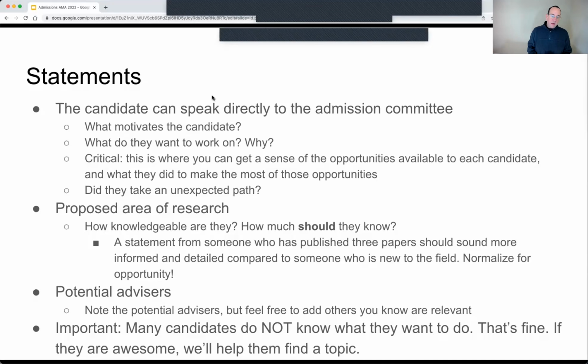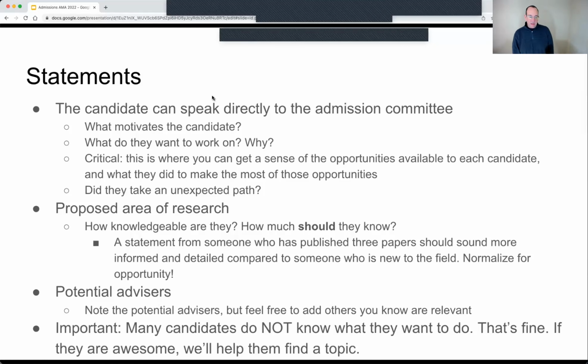We want to know what your proposed area of research is, and here we want to know how knowledgeable you are and how much you should know. So if you have published 3 papers in machine translation, you should sound like someone who has published 3 papers in machine translation. You should be making statements that reflect that, right? And what I mean is, if you make general platitude statements about MT, it doesn't seem like you know what you're talking about in terms of the detail of the field. Versus if you want to do machine translation because you've read a couple papers on it and you've never worked in it, then obviously we're going to expect you to know less about the area. Right? So this is where we normalize your statement based on what we'd expect you to know, given the opportunities and achievements you've had.